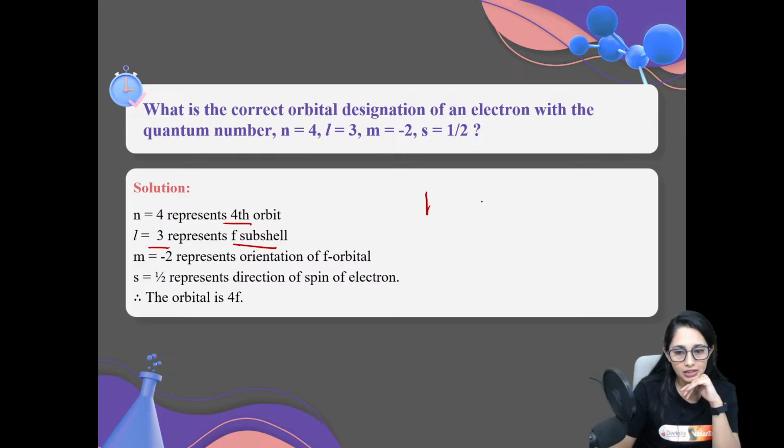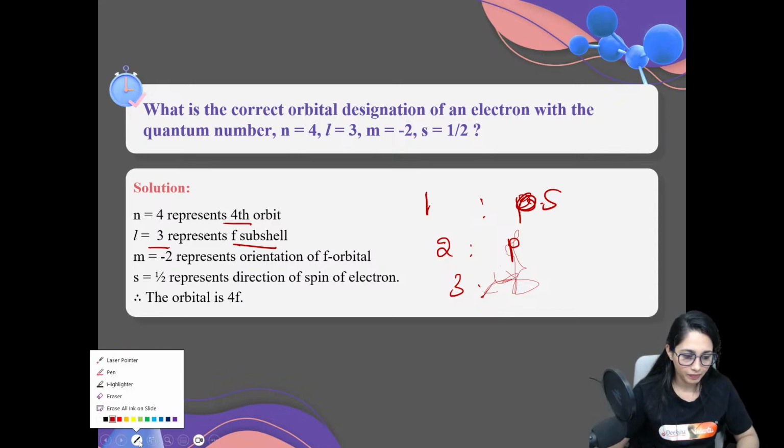1 represents s. Okay. 2 represents p. 3 represents d. Okay. Small functioning. Just give me a second.